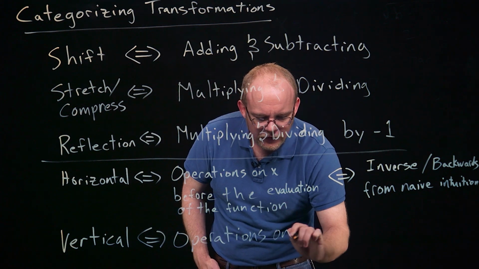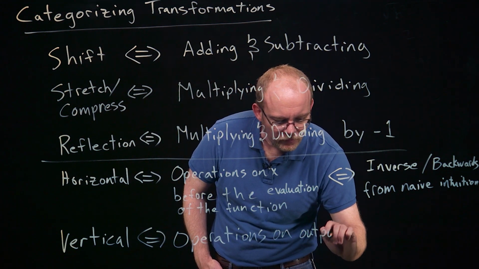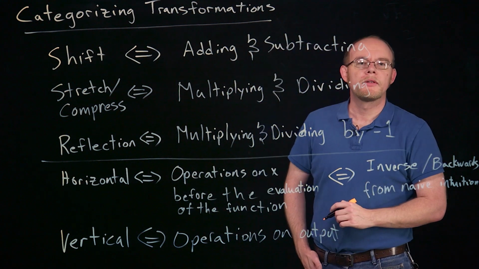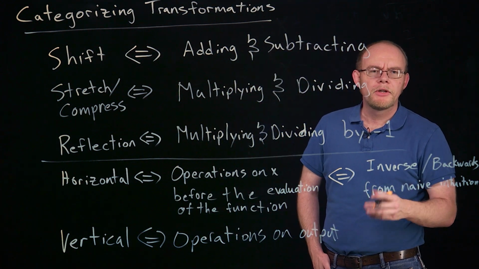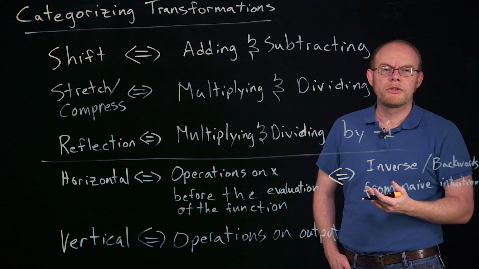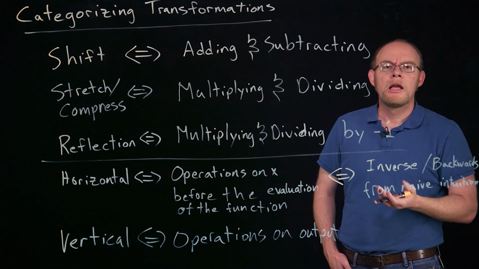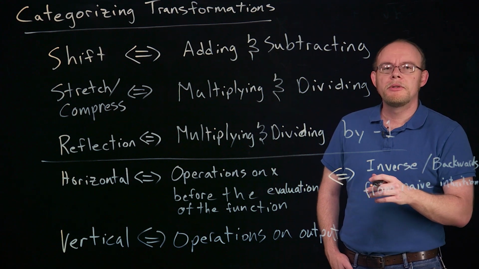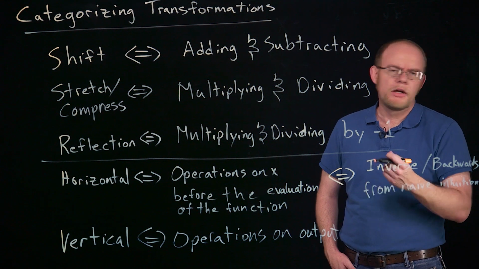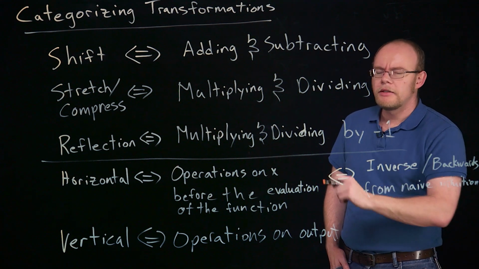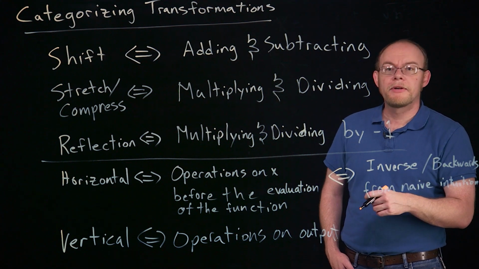Now, vertical operations are the operations on the output. These are operations that you've done after you've evaluated the function. So if your function is something like squaring, then it would be something that you did after you squared whatever happened to the x. And these operations would affect the graph vertically.